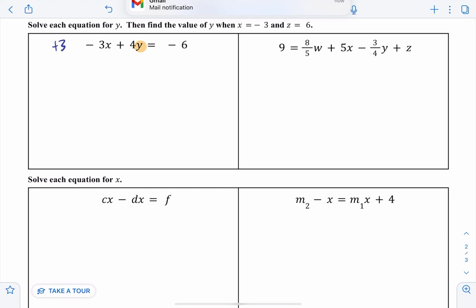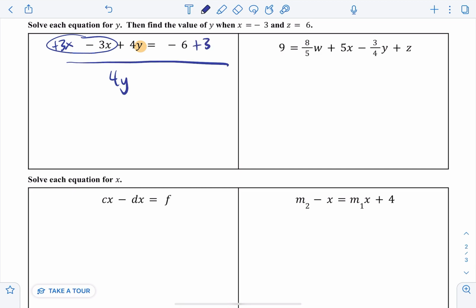So if you just add 3x to undo the subtraction of 3x, then we know that 3x minus 3x will just equal 0. So you're going to get just 4y on that side. Then, of course, do the same thing to the other side to keep that equation balanced. We know that by commutativity of addition, negative 6 plus 3x is the same thing as 3x minus 6. So we can write it like that.